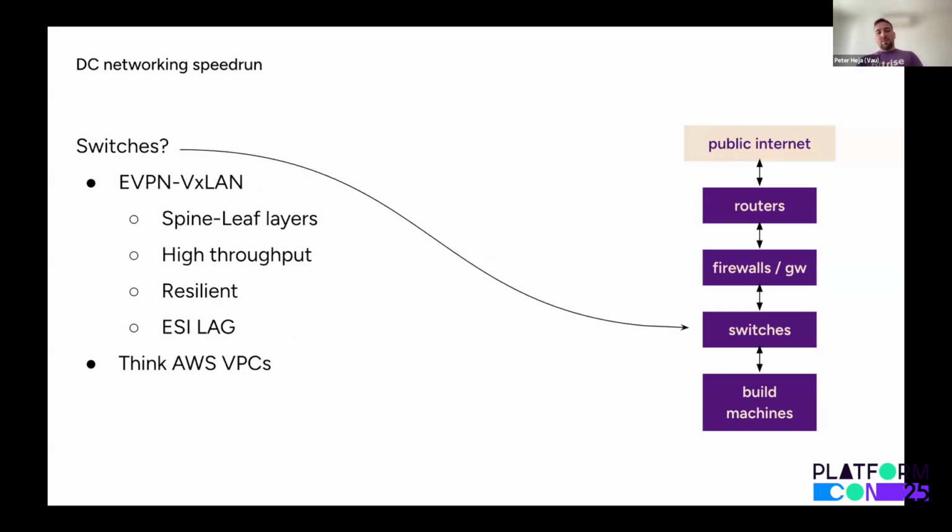For switches, we use EVPN VXLAN. This is an open source or open standards based solution. Basically, you could implement it yourself if you read all the RFCs. In EVPN VXLAN, the recommended deployment model is the spine leaf architecture. I will talk about it a little bit later. The great thing about EVPN and VXLAN is that this fits very well into our vision.